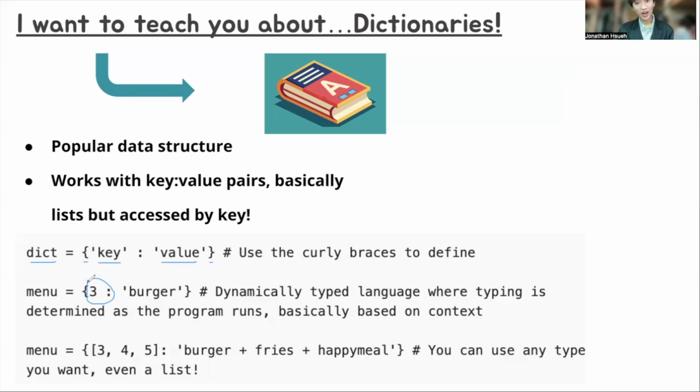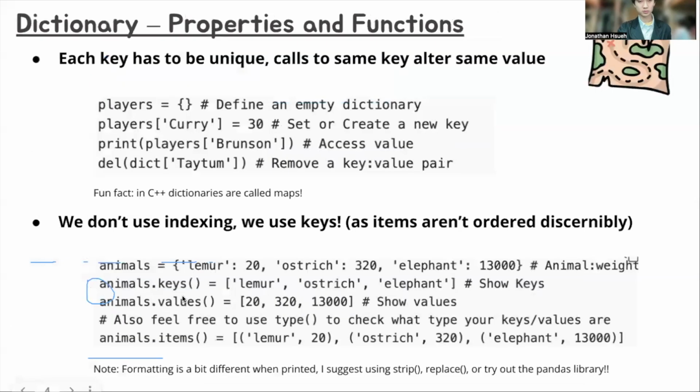Python's dynamically typed, where the typing is determined as the program runs, basically based on context. And each key has to be unique. Calls to the same key alter the same value. Otherwise, how are you going to find your key?